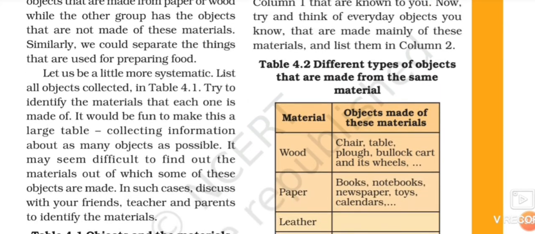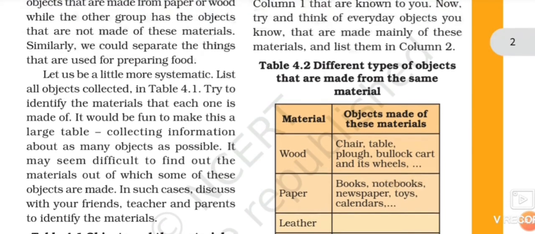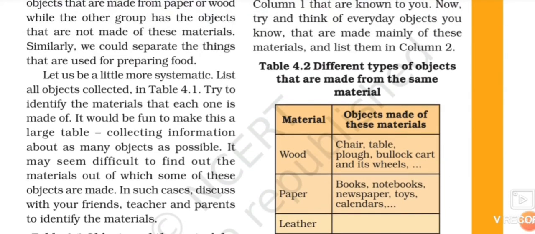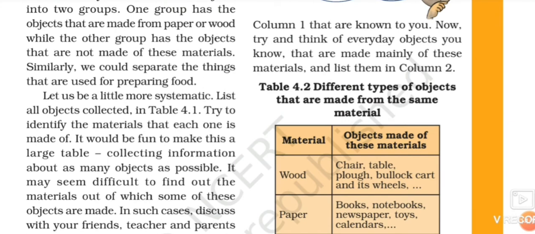Now you can do this experiment at your home also. You can take some objects from nearby and afterwards group them: your books, calendar and some cardboards are made of paper, your furniture might be made of wood, and some things like bed sheets and clothes will be made of other materials.